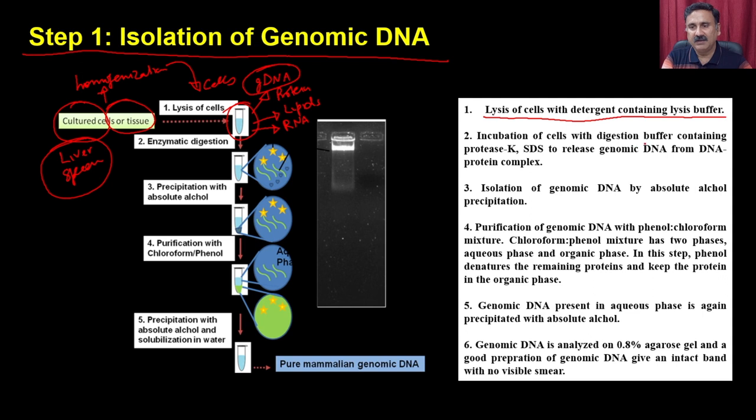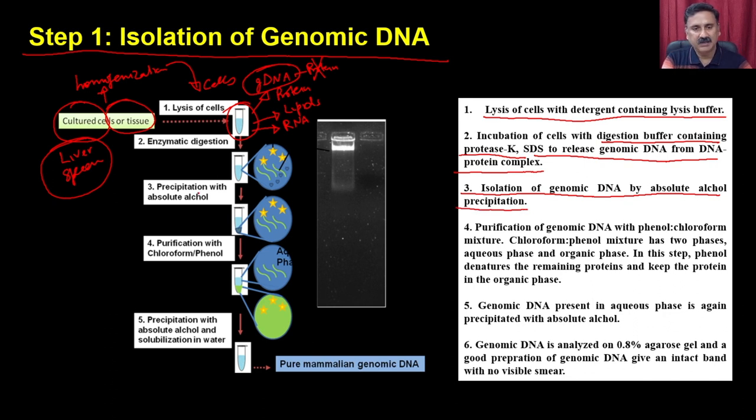Incubation of the cell with the digestion buffer containing proteinase K and SDS will release the genomic DNA from the DNA-protein complex. The genomic DNA which you get just after the lysis is present as a complex with the protein. You incubate that with a protease, and that protease is going to chew up all the proteins, and that's how your genomic DNA is released. Then in step three, you are going to isolate the genomic DNA by absolute alcohol precipitation.